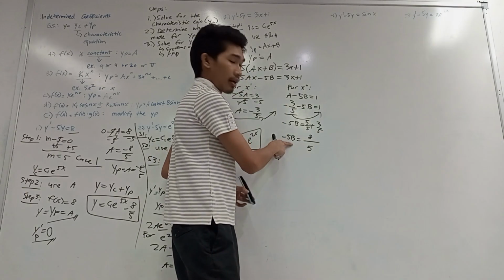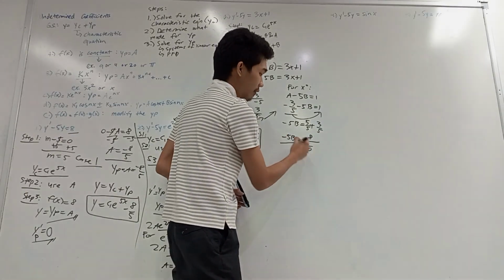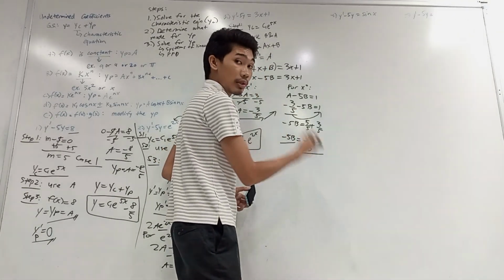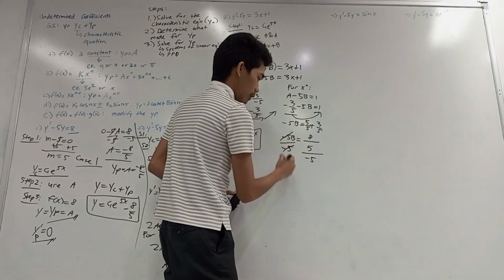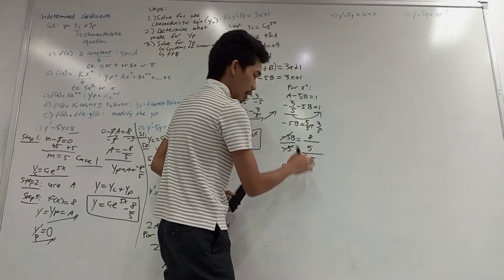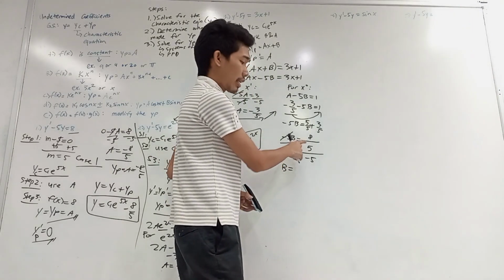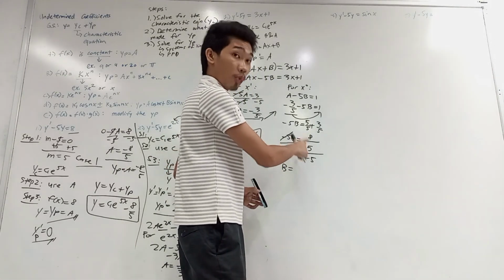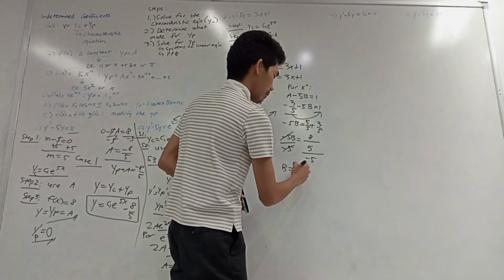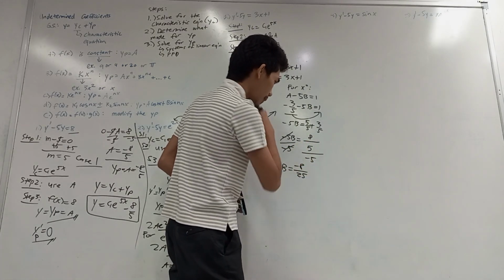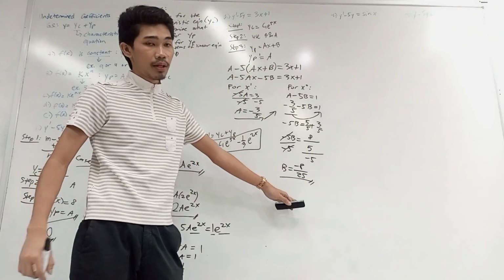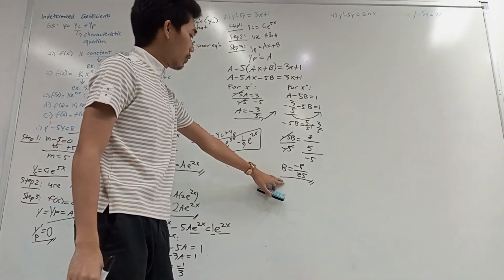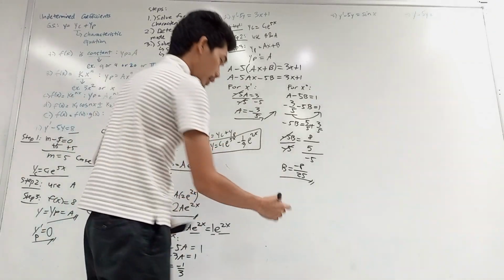Solving for b, divide tayo ng negative 5 on both sides. Ito ngayon, simplifying it is negative 8 over 25. Meron na tayong a, meron na tayong b. So, ibuo natin yung ating yp.